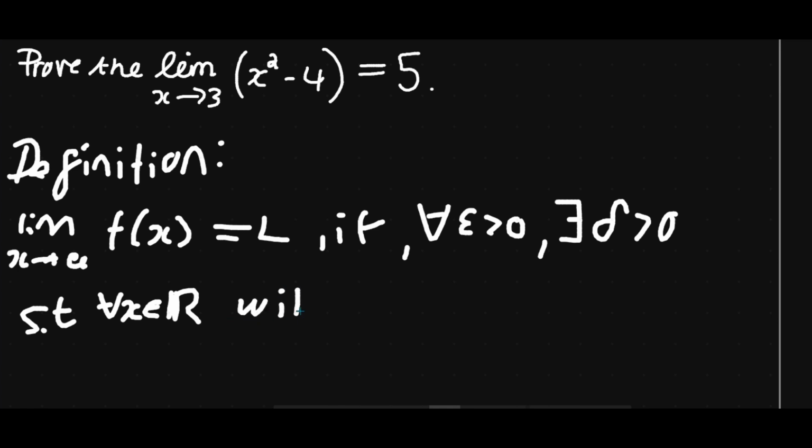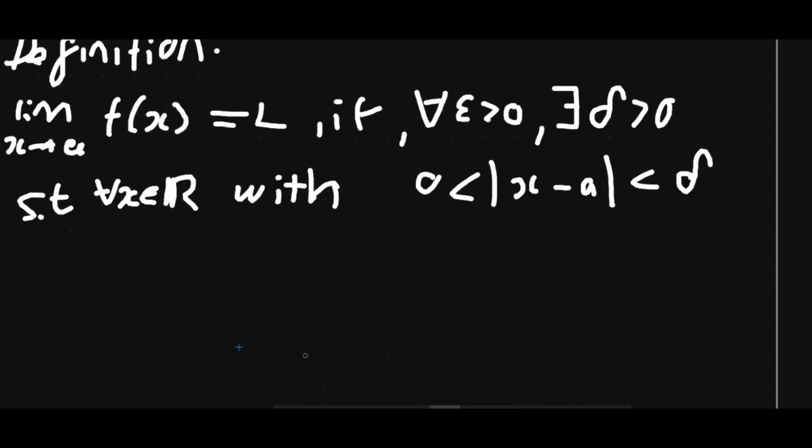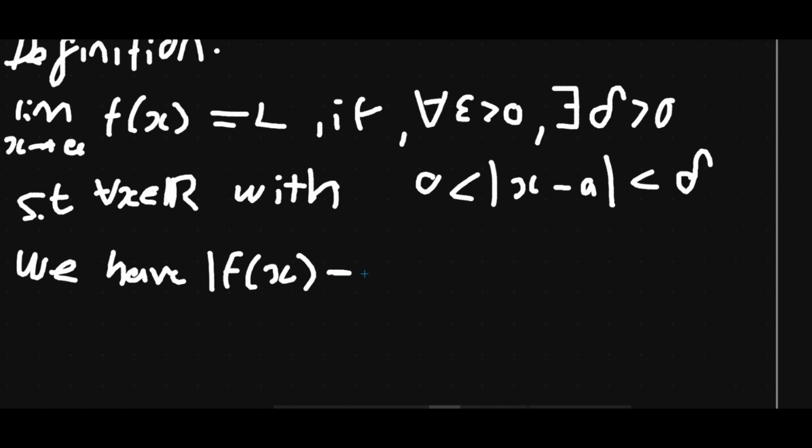with the distance between x and a greater than 0 and less than delta, we have, what do we have? Well, we have that the distance between f of x, the function, and L, what it converges to, is small. How small? Less than epsilon. Okay, so that's the definition of a limit.